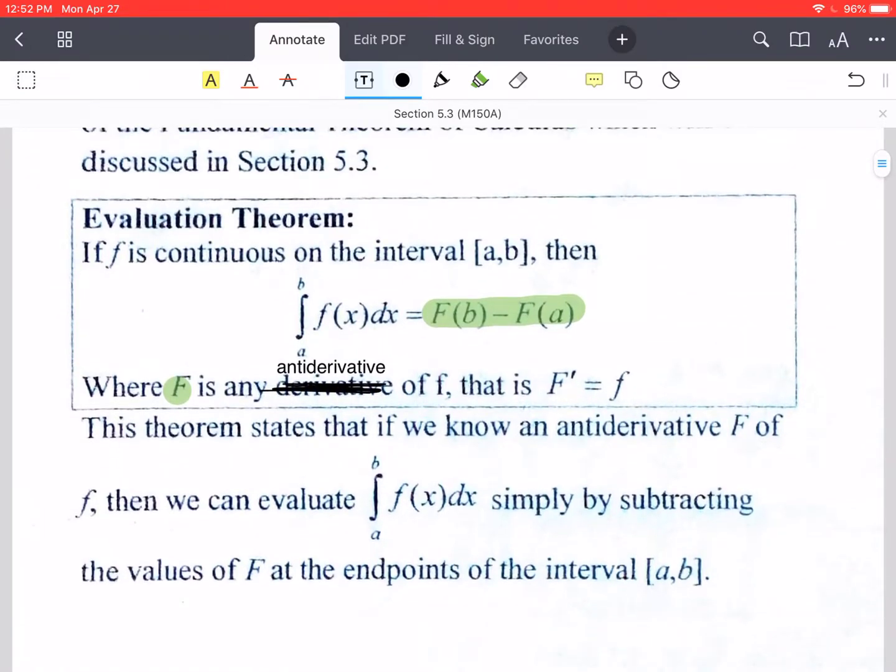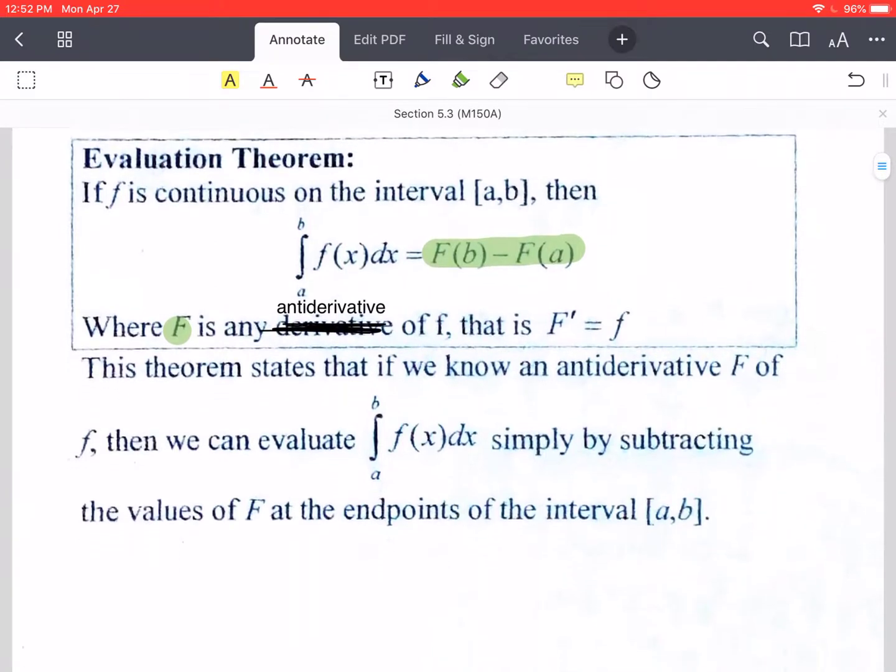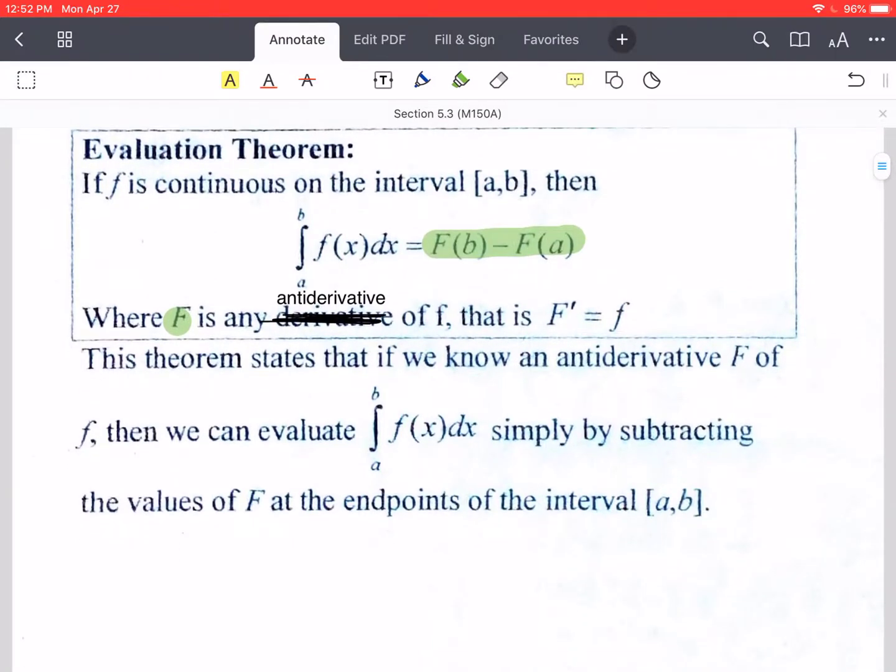So this is where big F is any antiderivative of little f. Alright, so what this evaluation theorem tells us is if we want to compute an integral directly, all we need to do is be able to find its antiderivative and then evaluate it by subtracting it from b minus from a. So let's look at a few examples here.